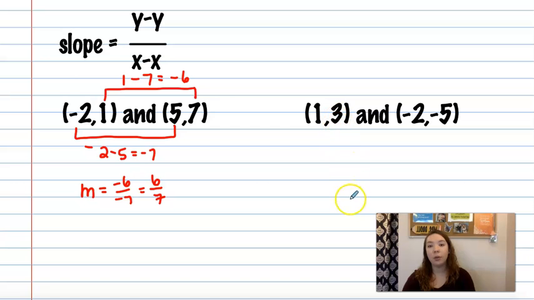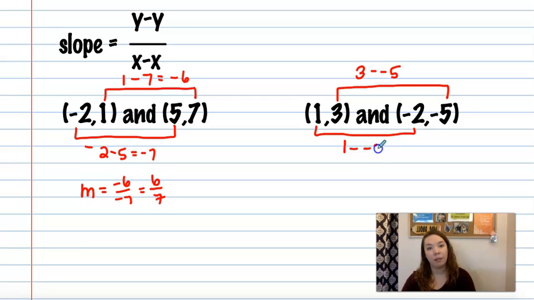You can also change the order you subtract. I could do 7 minus 1 and 5 minus negative 2, as long as I'm consistent. So if I start with the left point on the top, I have to start with the left point on the bottom. If I start with the right point on the top, I have to start with the right point on the bottom. So here, I think it'll be easiest to go left to right. So I'm going to do 3 minus negative 5. And 1 minus negative 2.